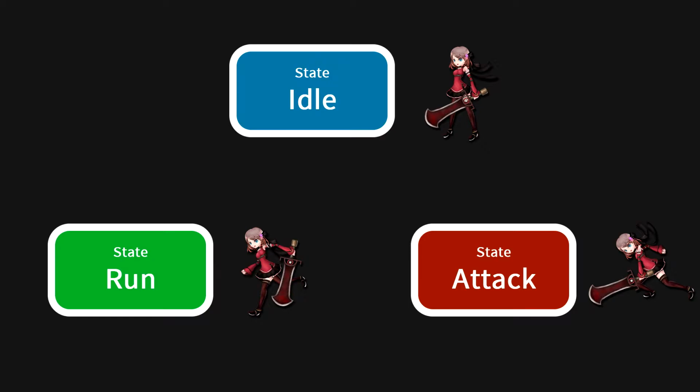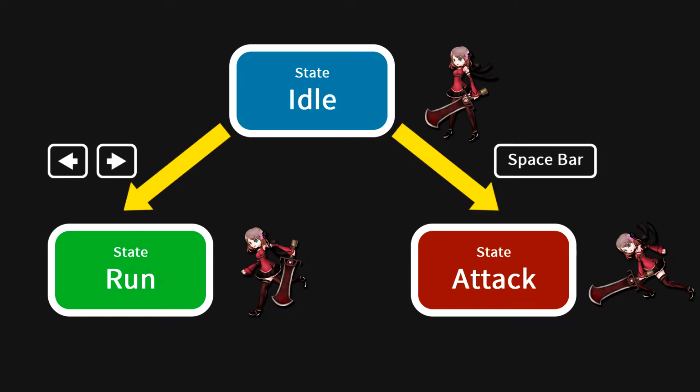Now let's see how each state transitions. When in the idle state, press one of the left and right arrow keys to enter the run state. Pressing the space bar will change to the attack state.